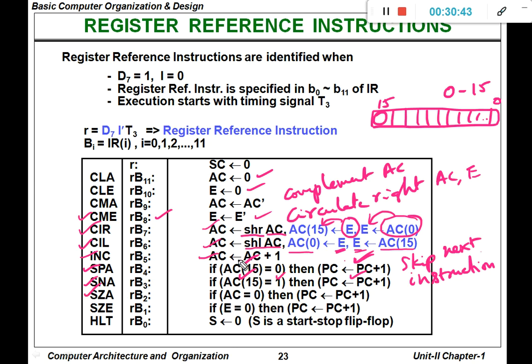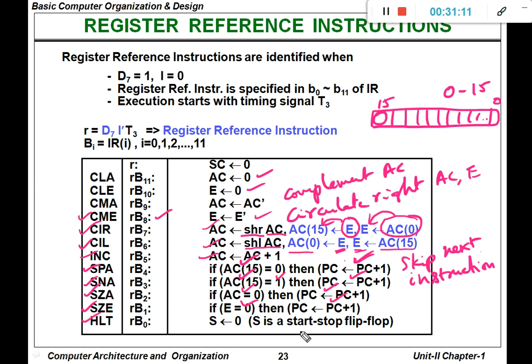Okay. So next is SZA. SZA means skip next instruction if accumulator is equal to 0. So if the accumulator contains all zeros, then skip the next instruction, which is nothing but incrementing the program counter. The next instruction is skip next instruction if E bit is 0. If the expansion bit is 0, then skip the next instruction, that is, increment the program counter.